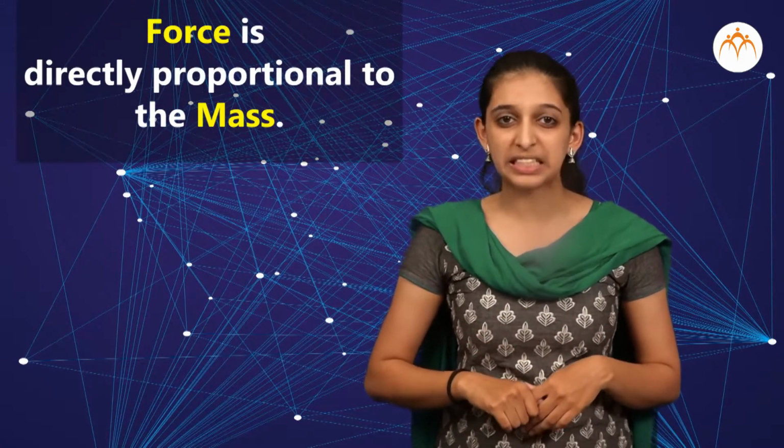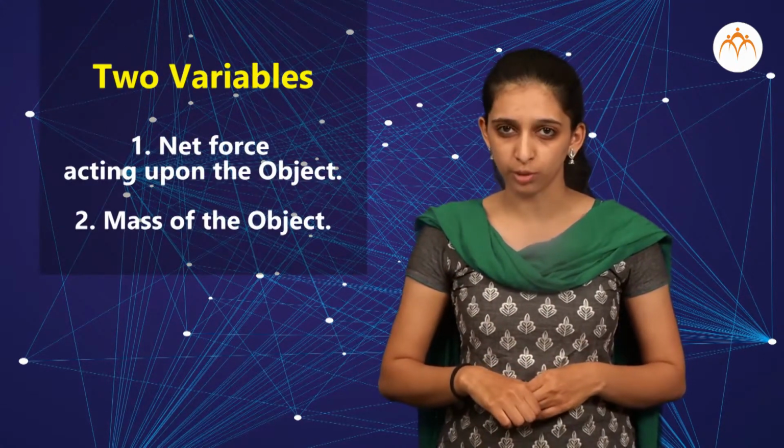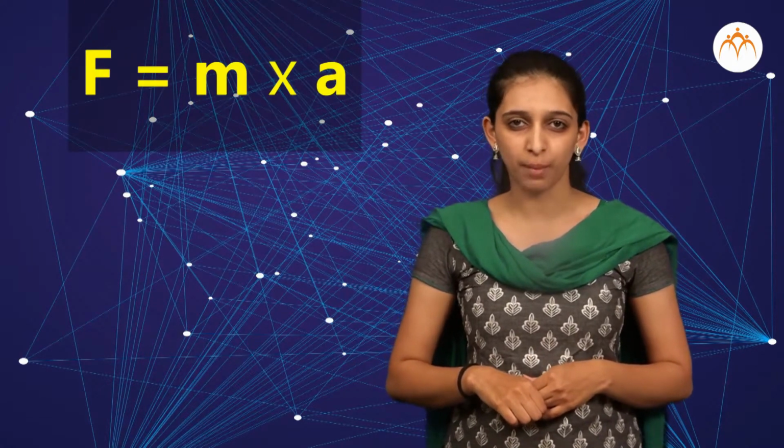The force is directly proportional to the mass, as in this case, gravitational acceleration is the same. The above experiment thus demonstrates Newton's second law of motion. Acceleration of an object is dependent on two variables, the net force acting upon the object and the mass of the object, that is, F is equal to mass into acceleration. Part 3. Let us perform the third experiment.